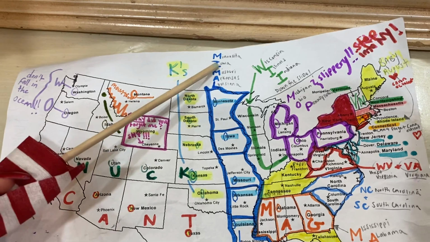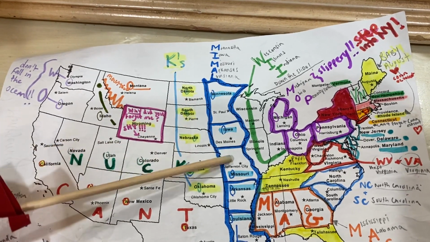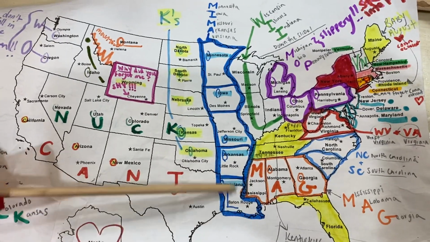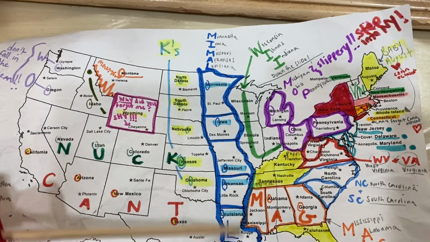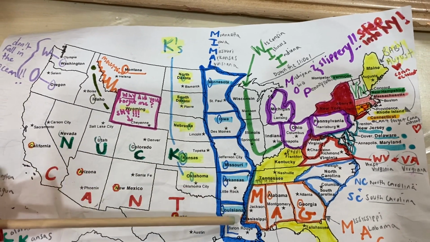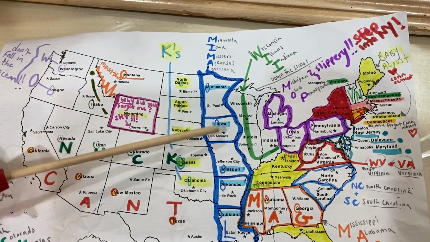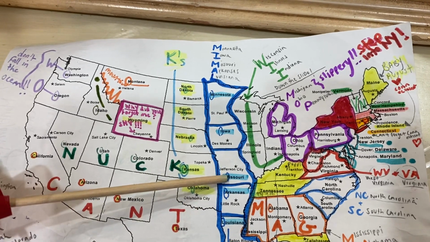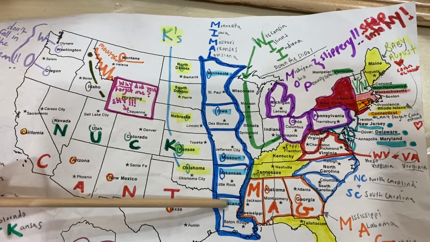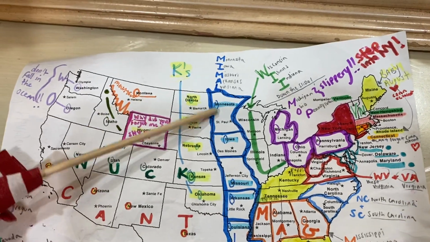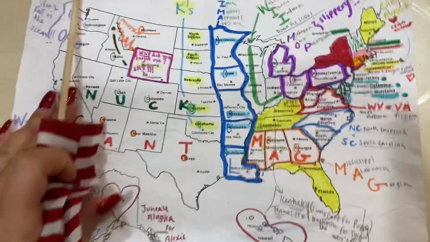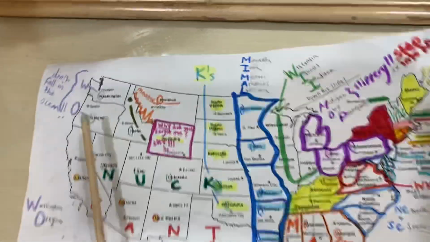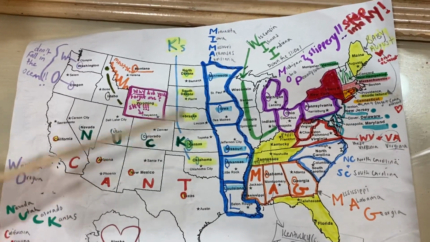M for Minnesota, I for Iowa, M for Missouri, A for Arkansas, L for Louisiana. And Louisiana is shaped like an L. MIMAL, Minnesota, Iowa, Missouri, Arkansas, Louisiana. St. Paul, Minnesota, Des Moines, Iowa, Jefferson City, Missouri, Little Rock, Arkansas, and Baton Rouge, Louisiana. MIMAL, middle, the middle of the map. Okay, so you did that.